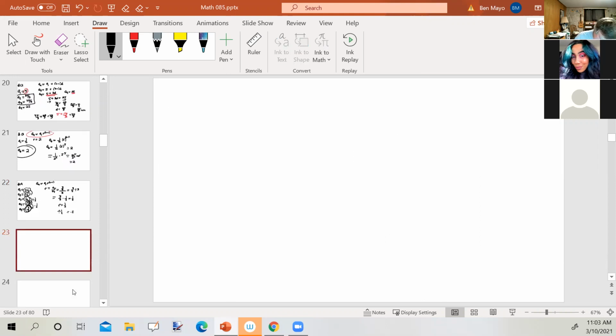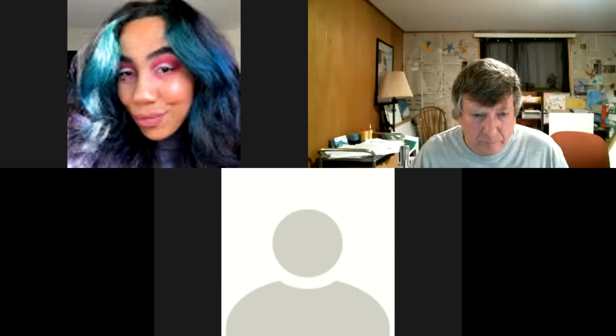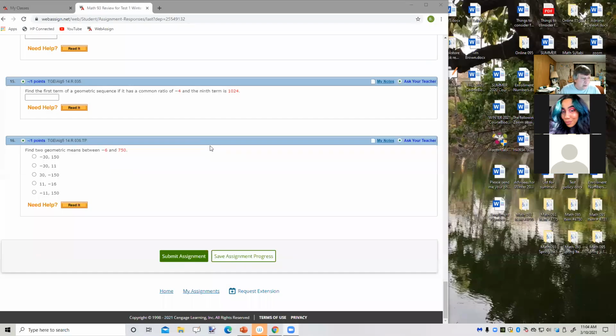Let's take a look at number 15. It says, find the first term of the geometric sequence if it has a common ratio of -4 and the 9th term is 1024. So we're supposed to find a sub 1. We know that a sub 9 is 1024, and the common ratio is -4. And a sub n equals a sub 1 times r to the n minus 1 power.